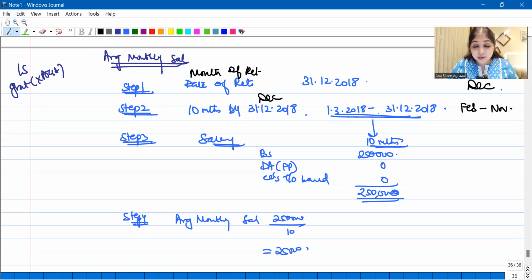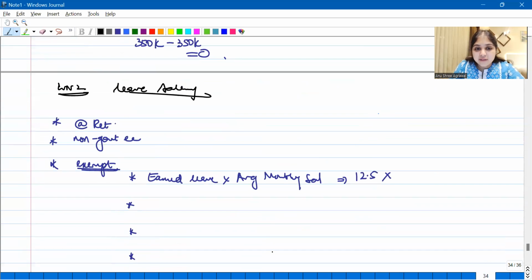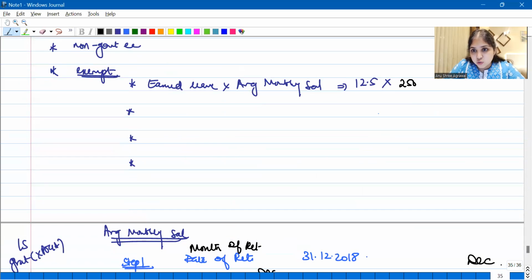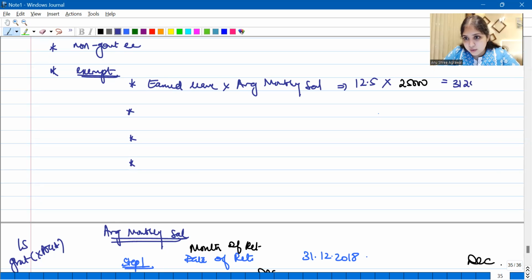Tell me, is this clear? Yes, leave salary is 10 months before date of retirement. Gratuity is 10 months before month of retirement. Okay, so here what is our average salary? Our average salary is 25,000. So 12.5 into 25,000, this is going to be how much? This is going to be 3,12,500. This is our first point.